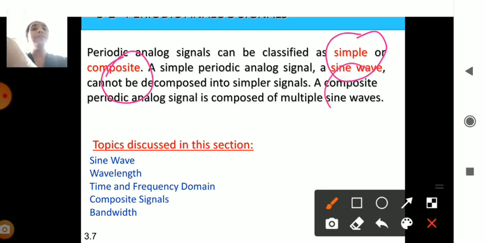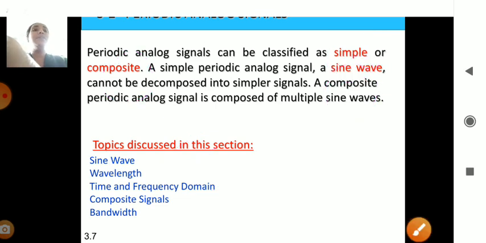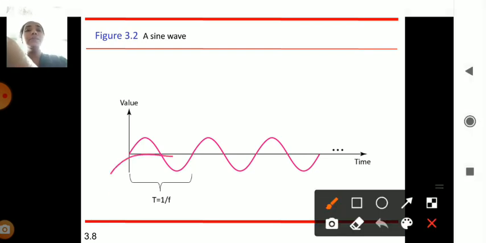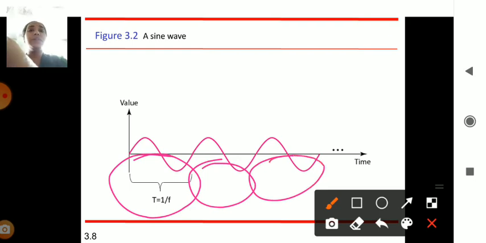It has a concept called a sine wave, which is generated in waves. In this session you will be learning about the sine wave, what a sine wave is, wavelength, frequency and time domain, and composite signals. Bandwidth, in the next session we will be discussing. A sine wave is in this format. At each and every level the time will be counted; it will take the time of each and every wave, what the time is, what the frequency is, and that will be calculated in this way.